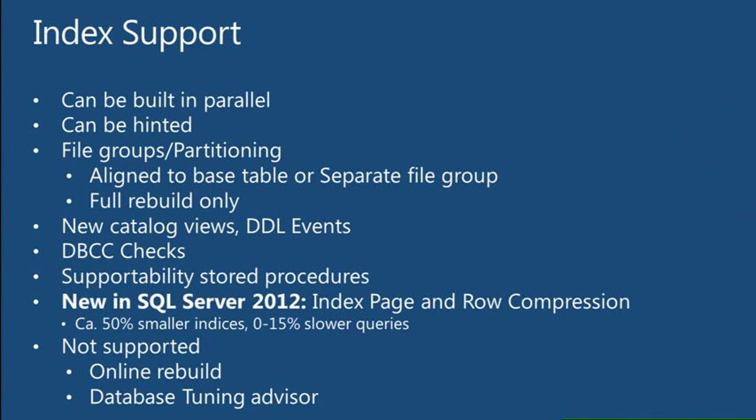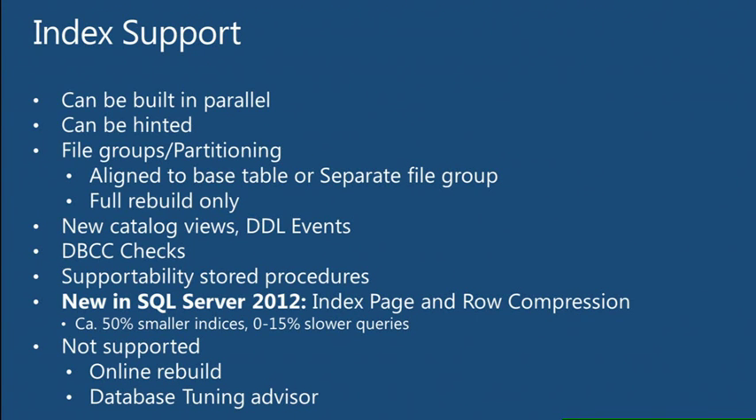Also, in SQL Server 2012, we have added index row and page compression. That gives you the ability to make your index smaller and faster because you often have to read fewer pages. So the indexes are up to around 50% smaller, and for the queries, the 0 to 15% is the worst case. Often, if you have lots of pages to read out of an index because you have really big tables, it will actually be faster because the I/O is the costly part, and you save on that.